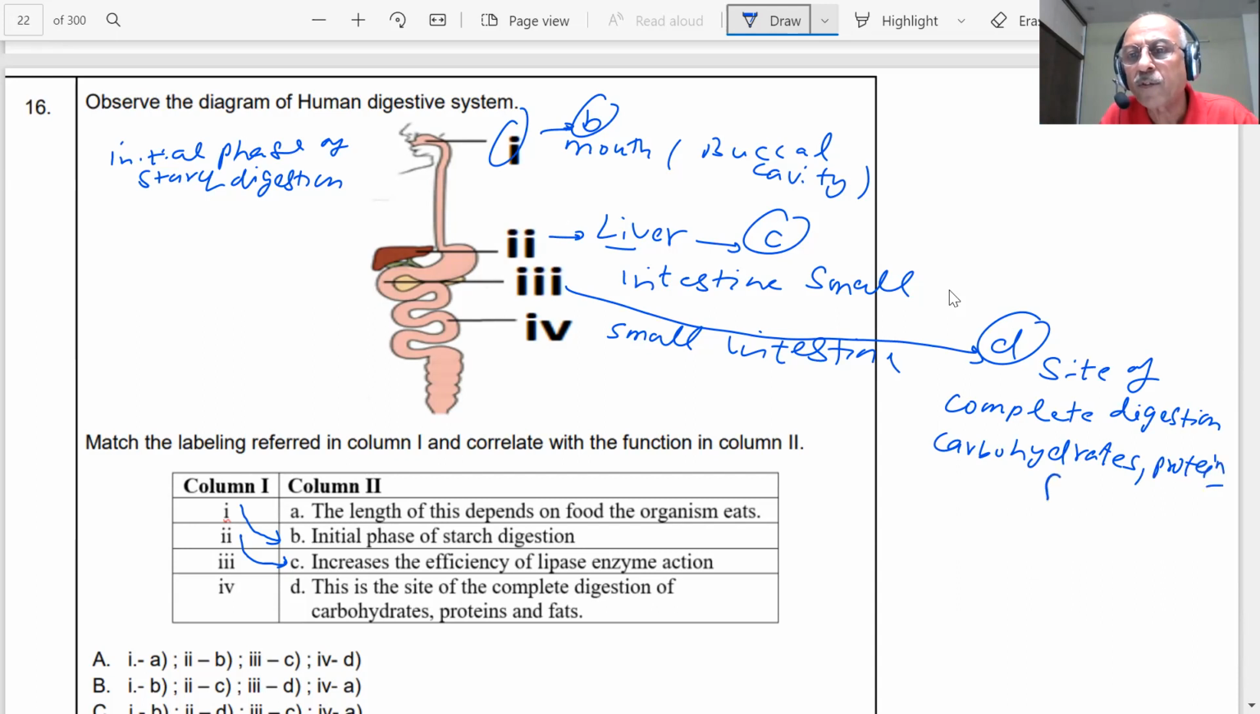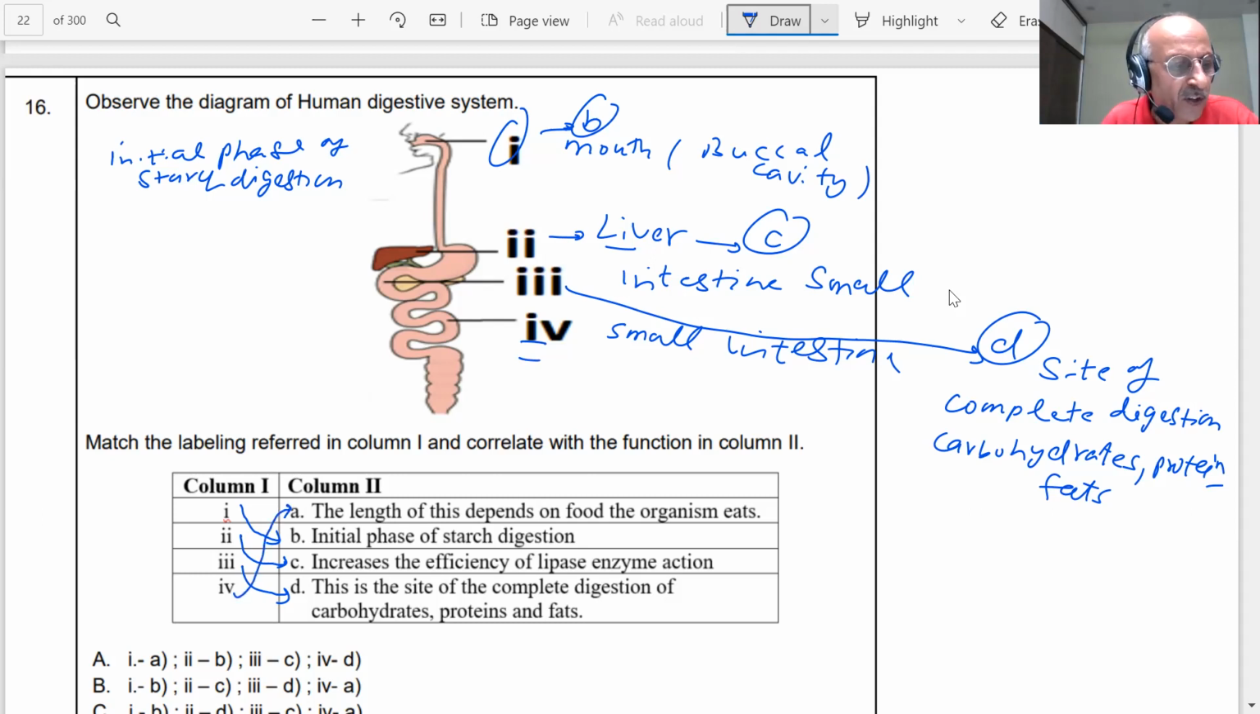Proteins and fats, student. So the third will go with the D. Where is the third one? Third goes with D. And what is the fourth one? Fourth one is small intestine. The length of this depends on the food the organism eats. That is correct. So the fourth will go with A.